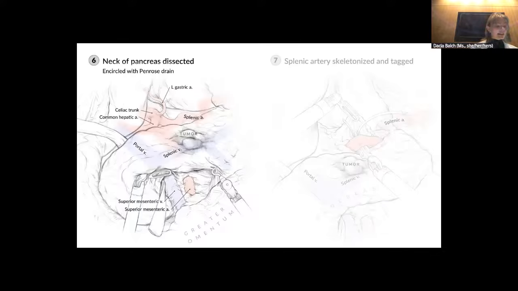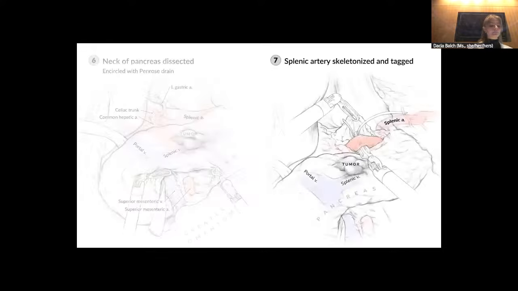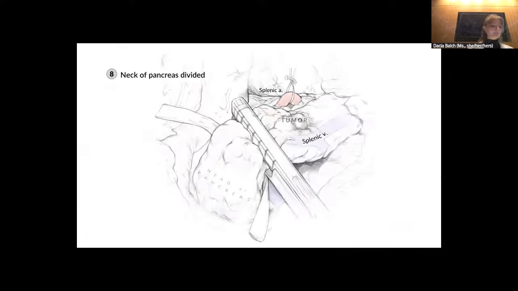The pancreatic neck is then dissected off the superior mesenteric vein and artery with an electrocautery hook and is encircled with a Penrose drain. Next, the splenic artery is identified, skeletonized, and tagged. With the splenic artery identified and the Penrose drain holding a passageway open for a stapler, the neck of the pancreas can be safely divided.